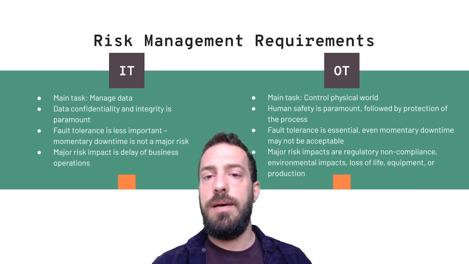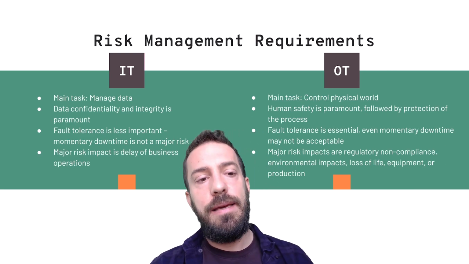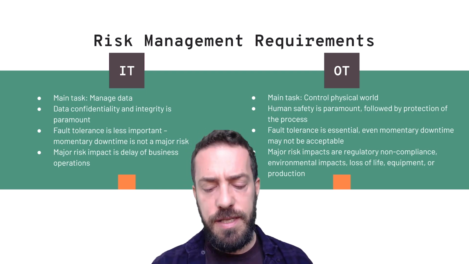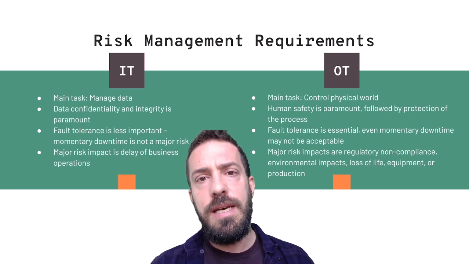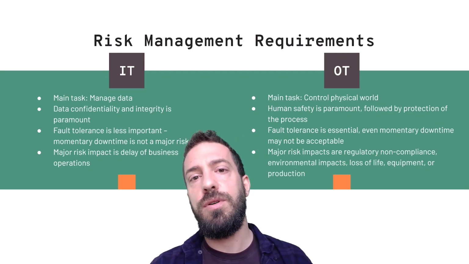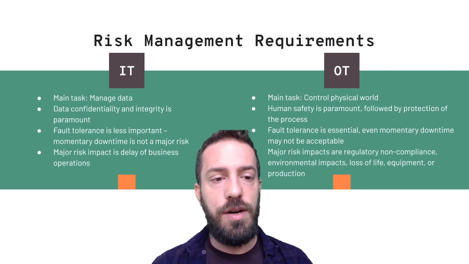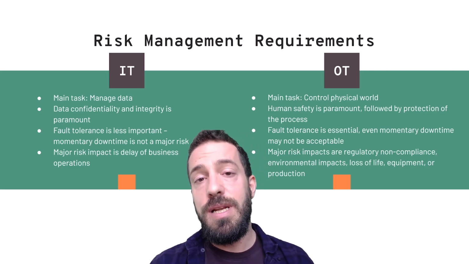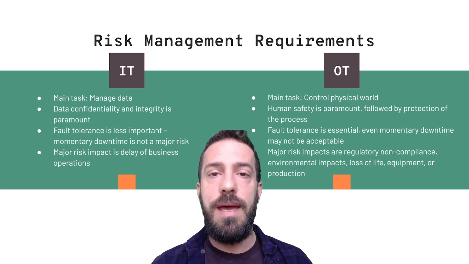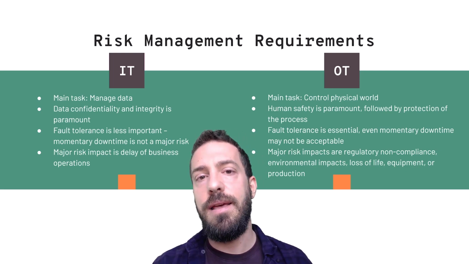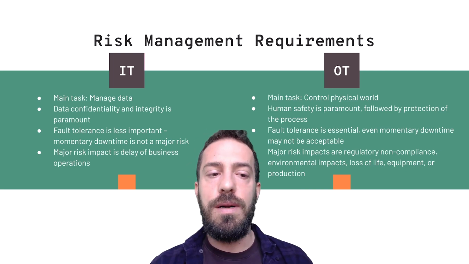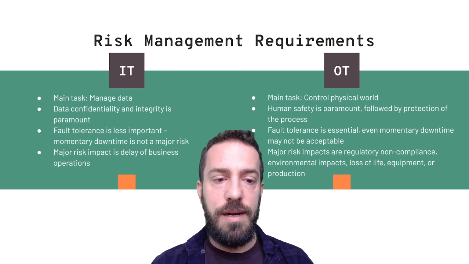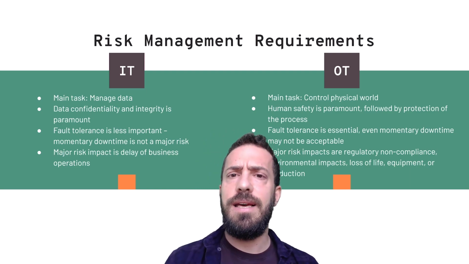Moving on to risk management. So in IT, the main purpose of information technology, as we saw in the first lecture of this class, is the use of computers to store, transmit, and process data or information. So the main task of IT is to manage data. So it's mostly about confidentiality. You may have heard the triad: confidentiality, integrity, availability. In the IT world, confidentiality is the highest priority, followed by integrity. Availability we already discussed before.